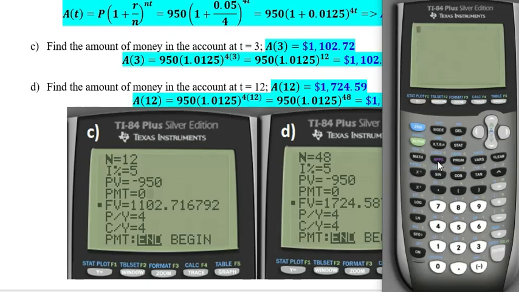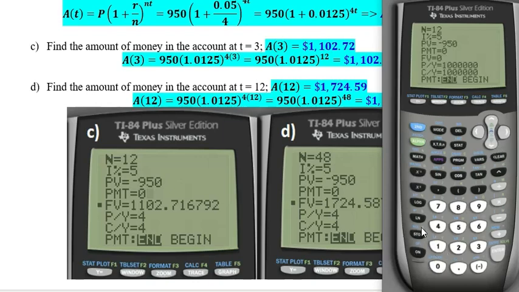So you go to app, finance, TVM solver. For the first one, it is 3 years times 4 quarterly, so that is 12, and the interest is 5, and you are investing initially $950. We put negative because this is the money you are taking out of your bucket. PMT, we don't care, that is annuity. Then future value, that is what we are trying to calculate in 3 years.